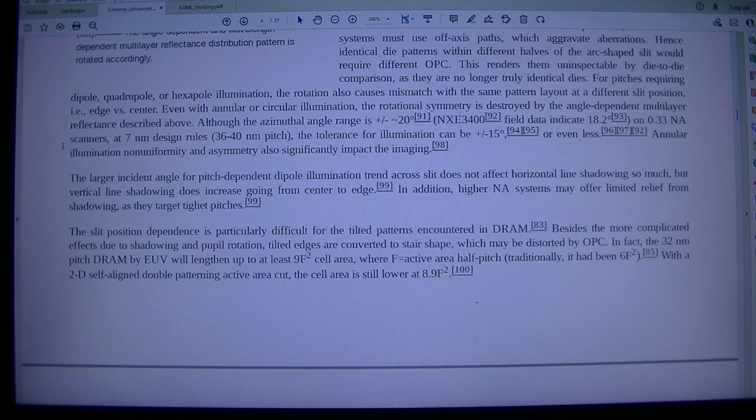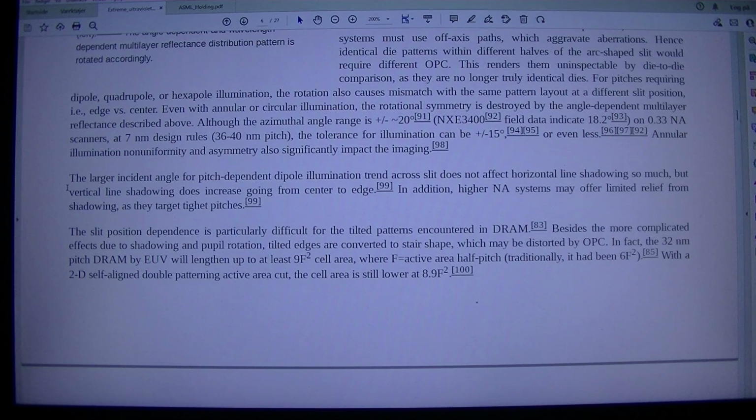Annular illumination non-uniformity and asymmetry also significantly impact the imaging. The larger incident angle for pitch-dependent dipole illumination trend across the slit does not affect horizontal line shadowing so much, but vertical line shadowing does increase going from center to edge.